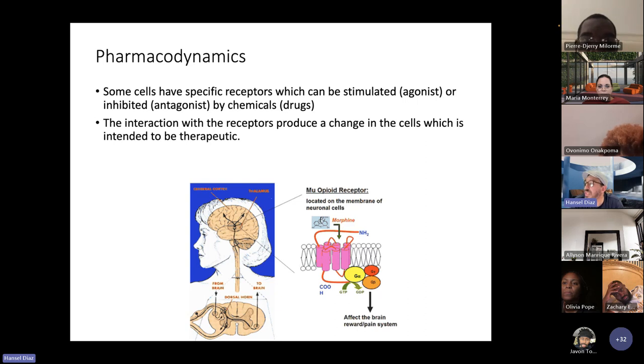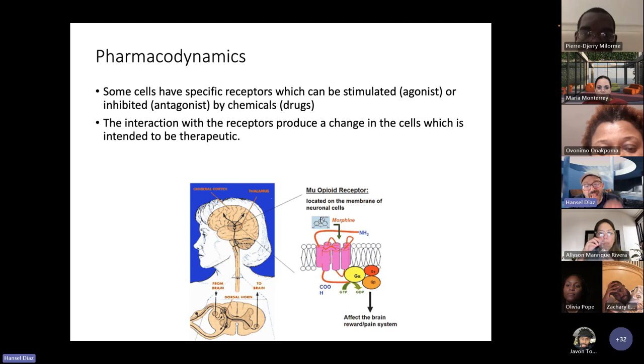The interaction with the receptor produces a change in the cell, which is intended to be therapeutic. Again, it doesn't make the cell do something that the cell doesn't do. No medication or vaccine, for that matter, is going to make the cell make a new function. Your cells don't do new functions. They do the same functions that they are there to do. The only difference is that normally they would not do it, and the medication as an agonist is going to make them do that: stop prostaglandin, stop sending substance P or histamine, or whatever it is, to stop the pain.